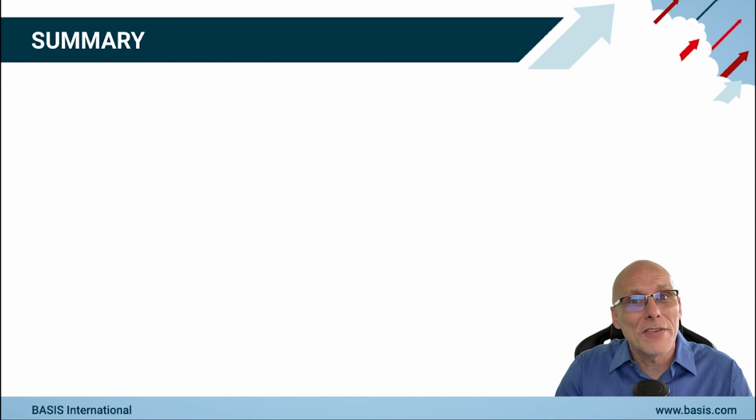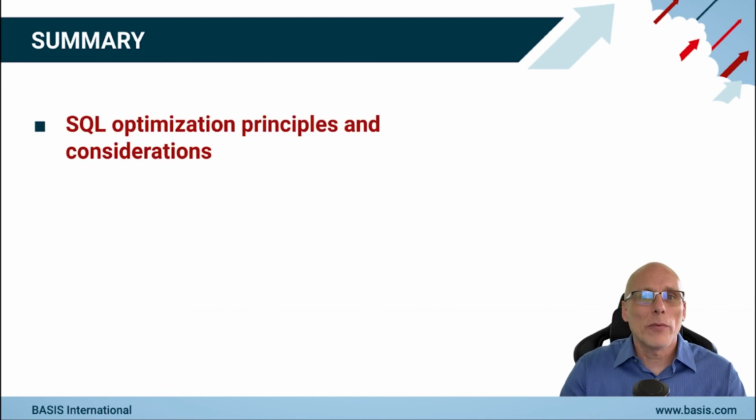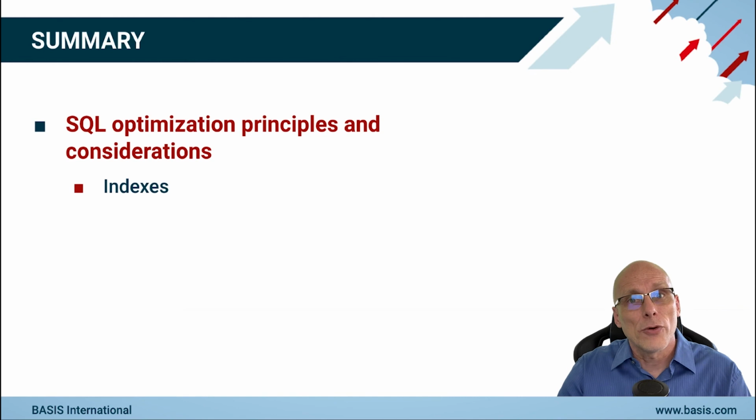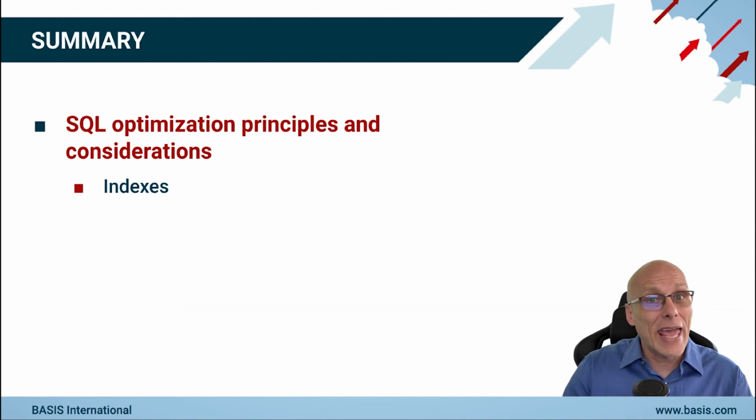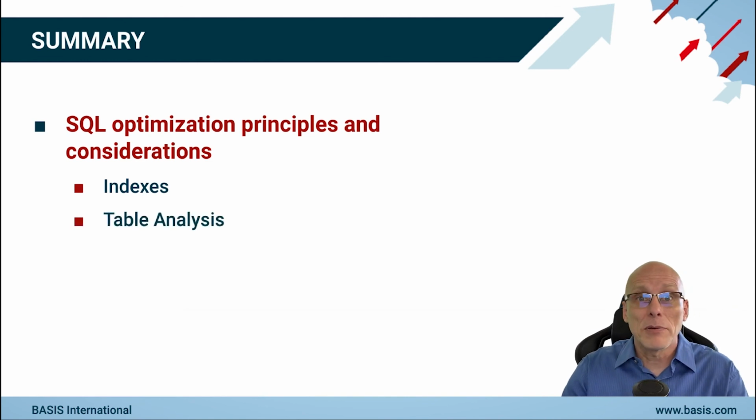All right, and we've hit the end of this session. So in summary, we talked about the SQL optimization principles and considerations to really help you get a good understanding of how indexes work, those standard indexes, how the optimization engine uses those and when it can and can't use them, and table analysis and how it provides those statistics that are really helpful for the SQL engine to optimize your queries, to choose the best index to use for iteration and those kinds of things.